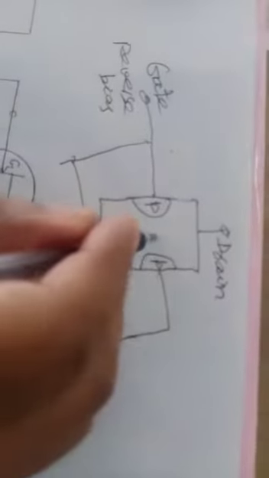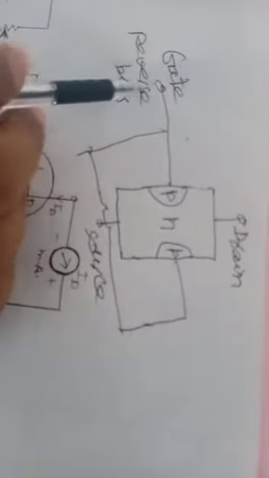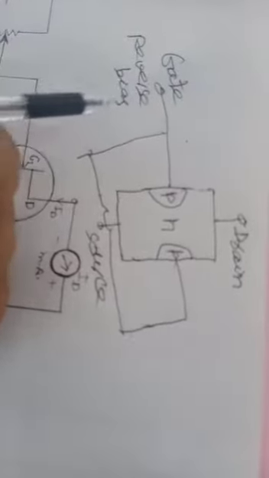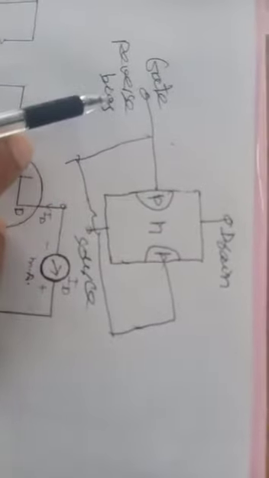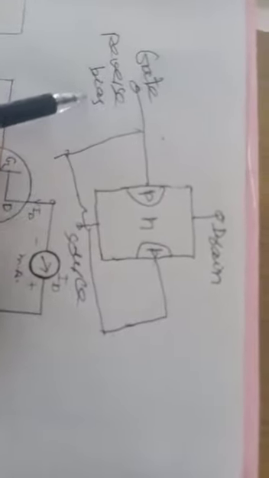This is P type gate on an n channel FET. The P type gates are internally connected. This is the gate, and note that the gate is always connected in reverse bias. To operate the field effect transistor, the gate is connected in reverse bias. This means P is connected to the negative terminal of the battery, and the drain is given a positive voltage and the source a negative voltage.